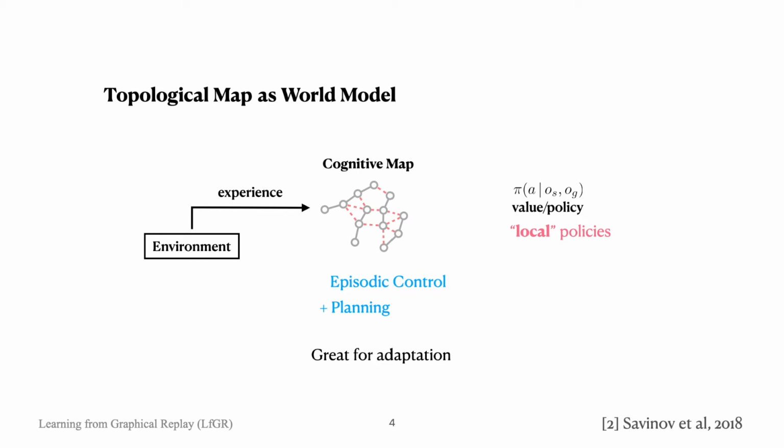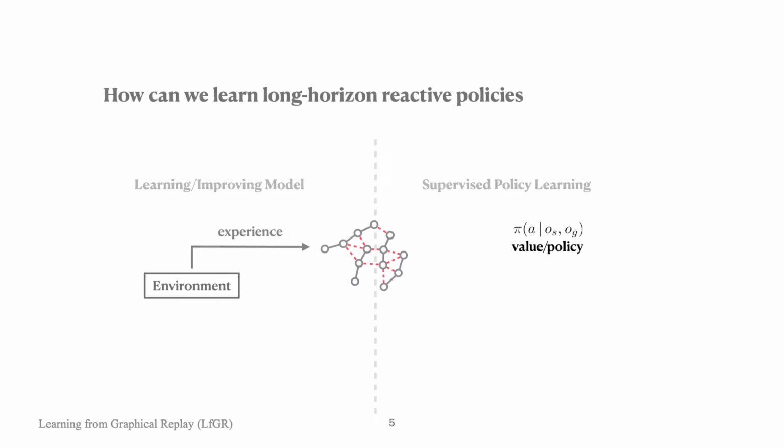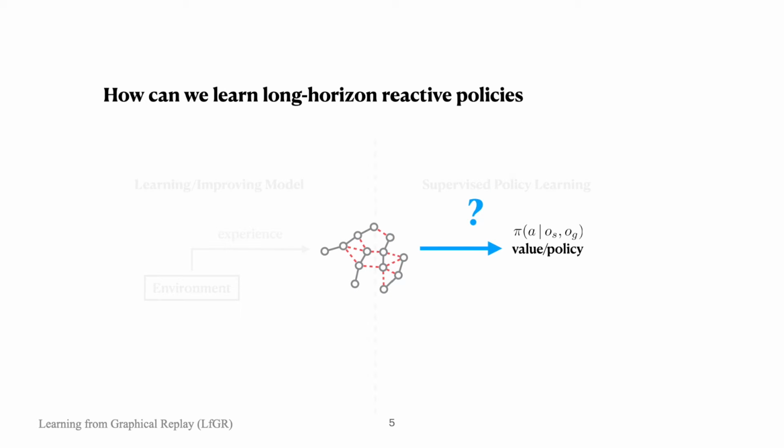The problem, however, is that these methods produce policies that are local by nature, so when acting without high-level plans, these local policies often fail to reach long-horizon goals. Our work aims to answer how can we learn long-horizon reactive policies in the face of environment non-stationarity.